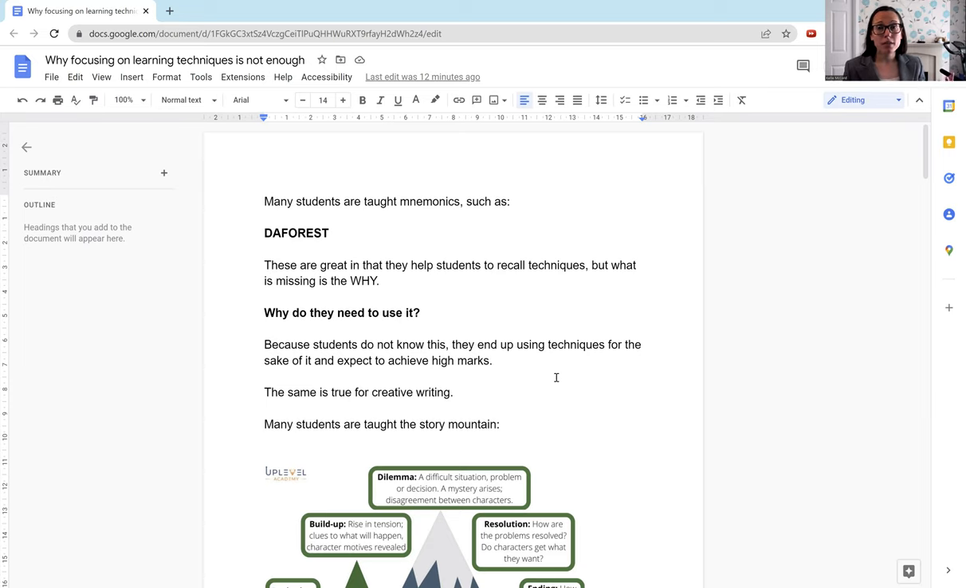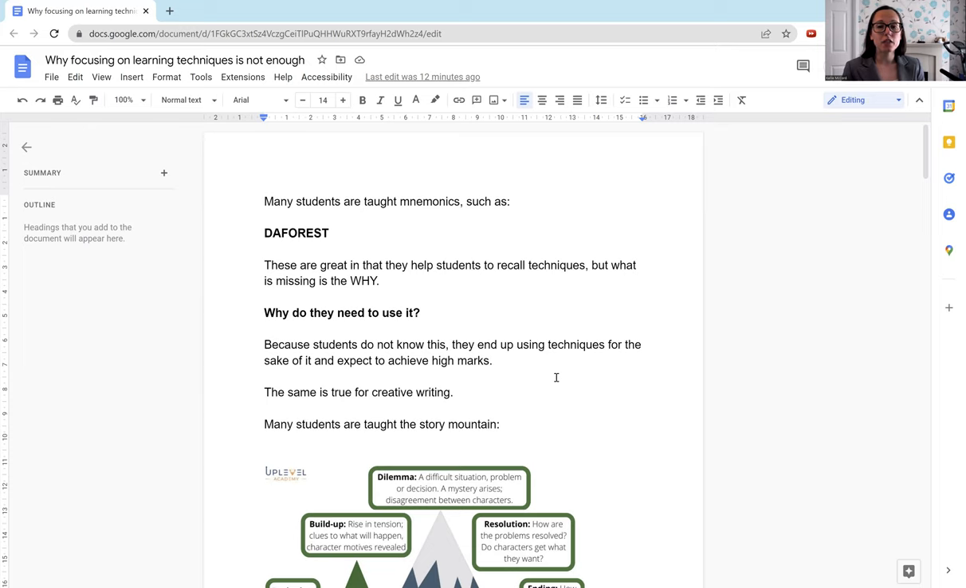And it's a great tool, okay? So I'm not knocking mnemonics. They are great. They can help students to revise and to recap some of the techniques. But what is missing is the why. Why do students need to use them? So too often what we see is students using direct address, alliteration, rhetorical questions. But to be honest with you, it's ineffective. And so they don't score high marks.